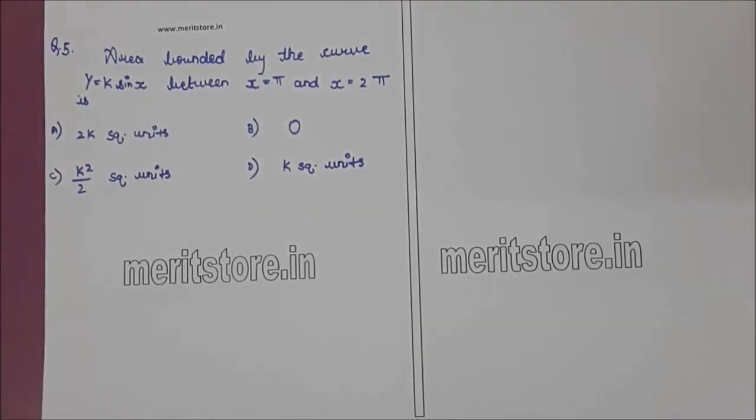Question 5. Area bounded by the curve y equals k sin x between x equals pi and x equals 2 pi is: A, 2k square units; B, 0; C, k square upon 2 square units; and D, k square units.